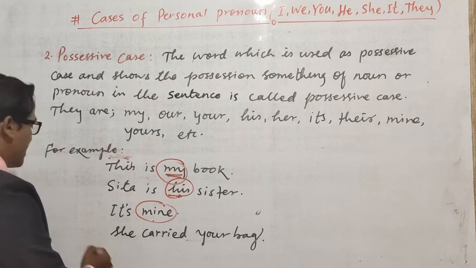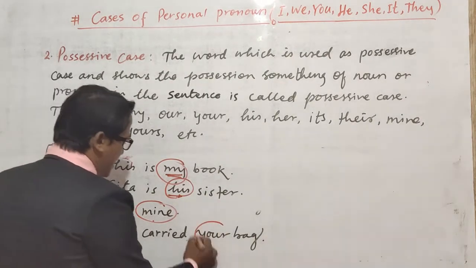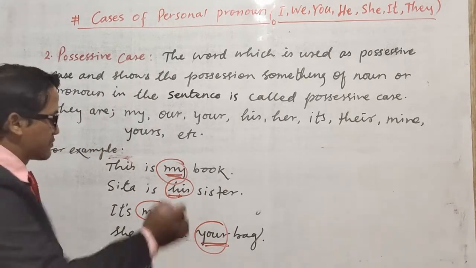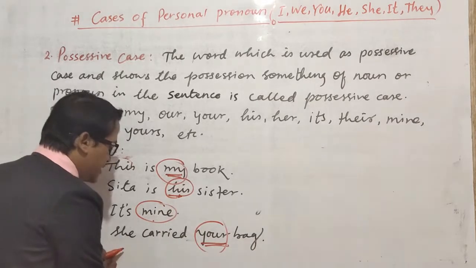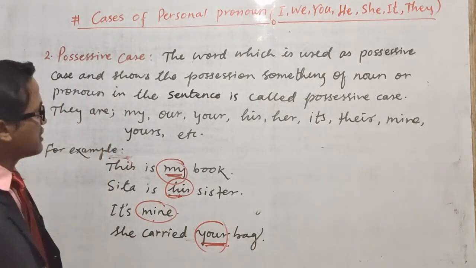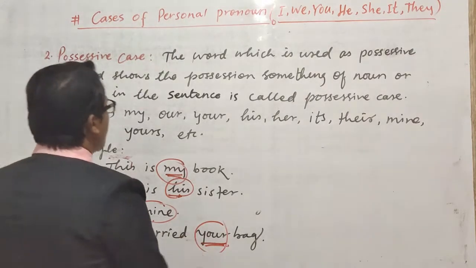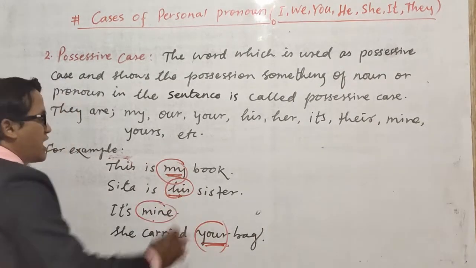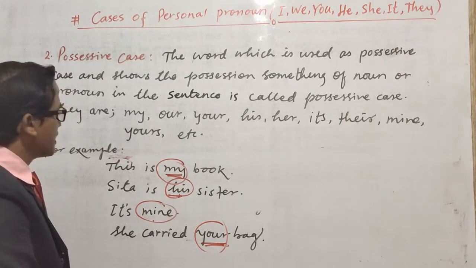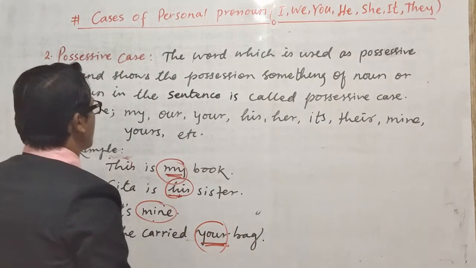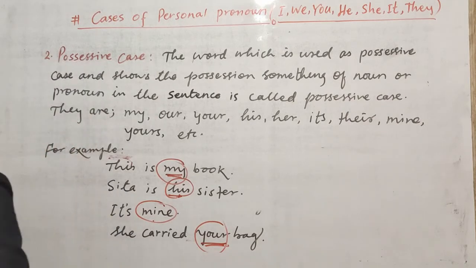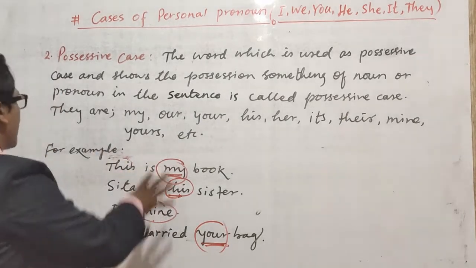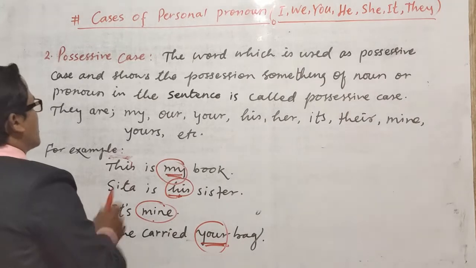Similarly, she carried your bag. Your is functioning as possessive case, possessive form in the sentence. That's why this your is the possessive case, and this is a personal pronoun in possessive case. So my, his, your, everything here is used, and they are functioning as possessive case in the sentence. That's why all these words are possessive case. This shows the possession in the sentence. All of these can be used in the possessive form. So let's discuss now the next.